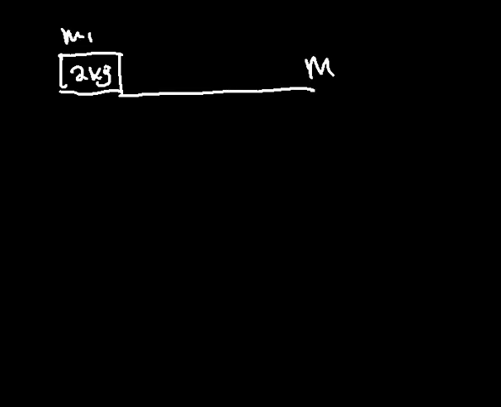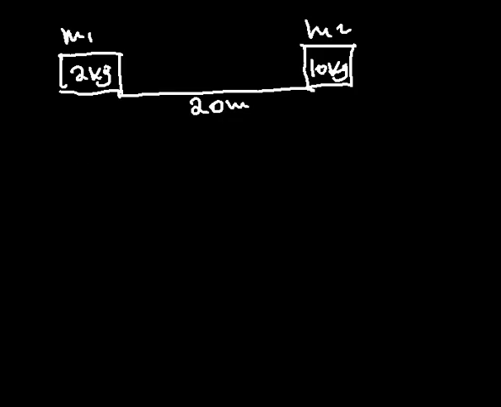Let's say we have this kind of a case. We have an object of mass 1, given as 2 kgs, and another object, mass 2, which is about 10 kgs. And let's say the distance from the object of mass 1 to the object of mass 2 is given as 20 meters. So what is the center of mass of the system?